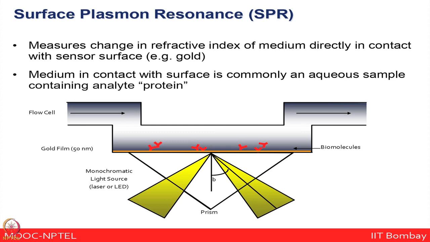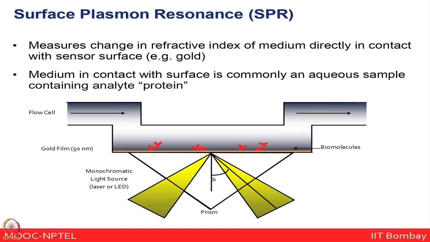You will see the change in the percentage reflectivity, or in the refractive index of the medium, and therefore you can see the binding is happening, even if it is still very weak binding, and that is measured in a sensorgram, which I will show in the next slide. But this cartoon shows that you have a gold slide, a light source, and you have immobilized some antibodies of interest.